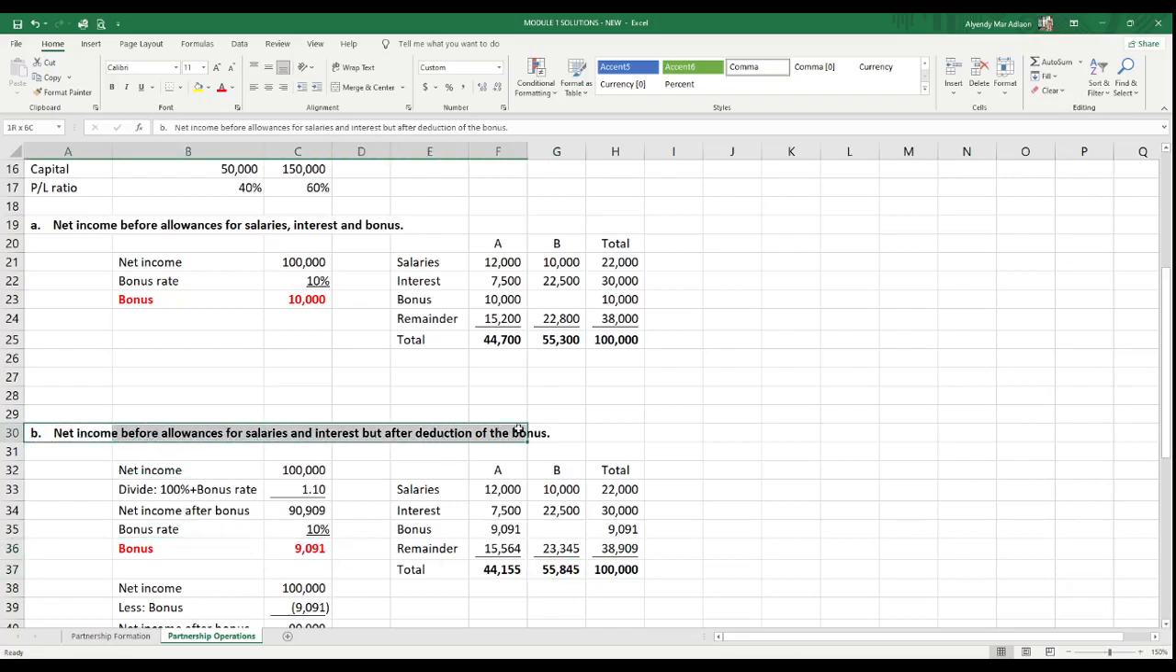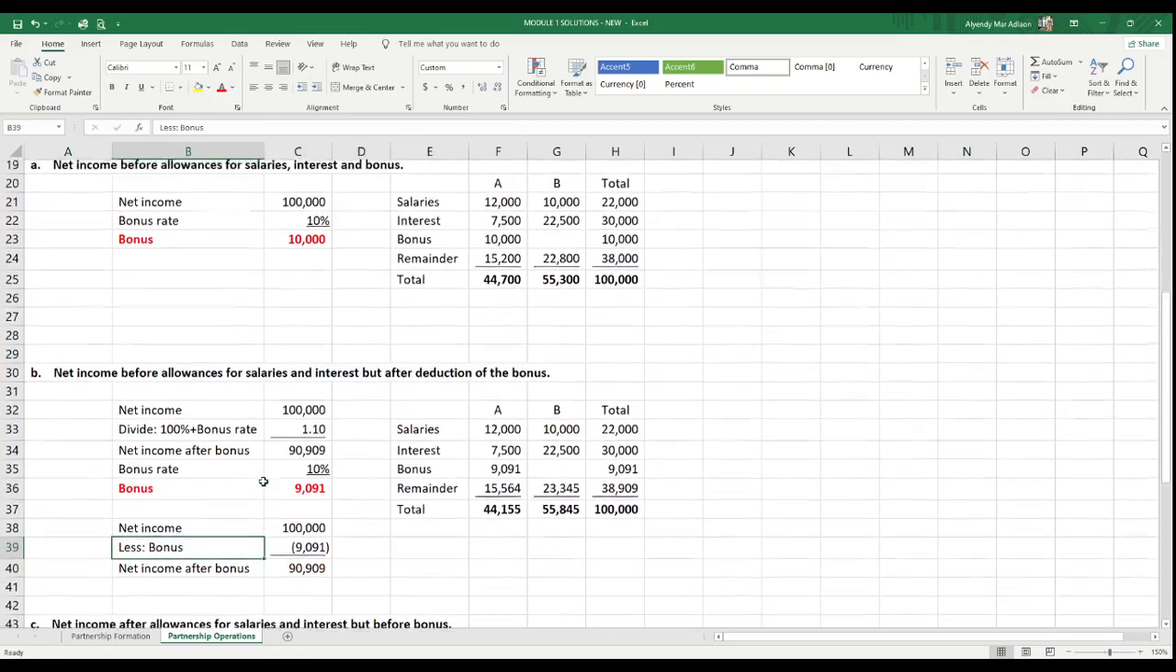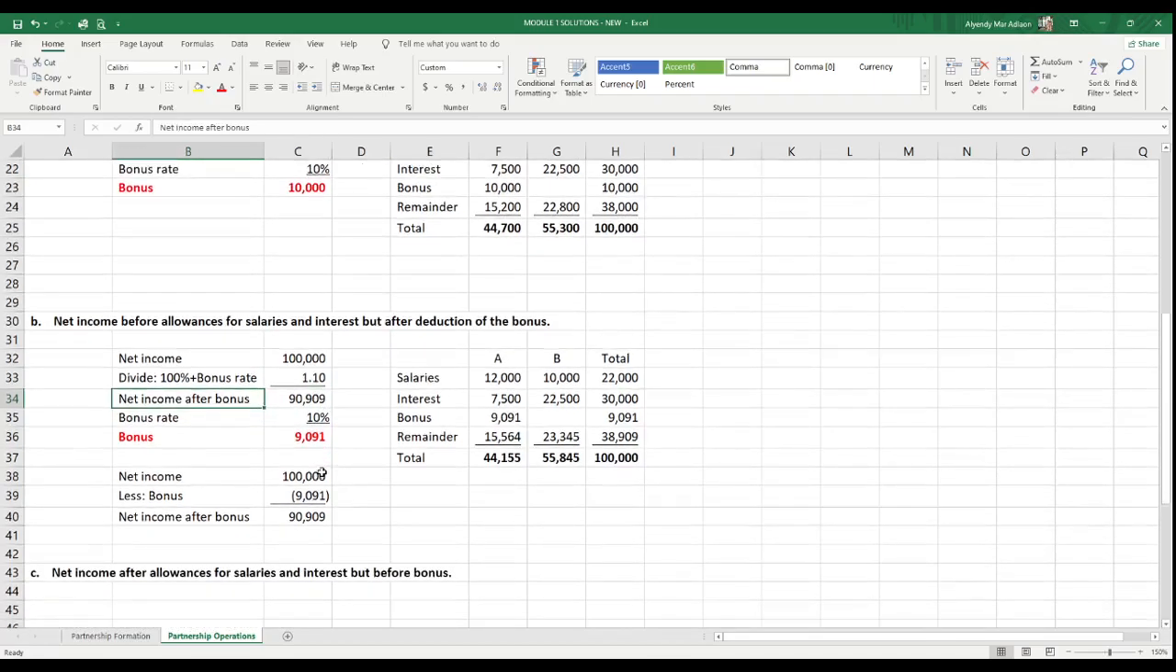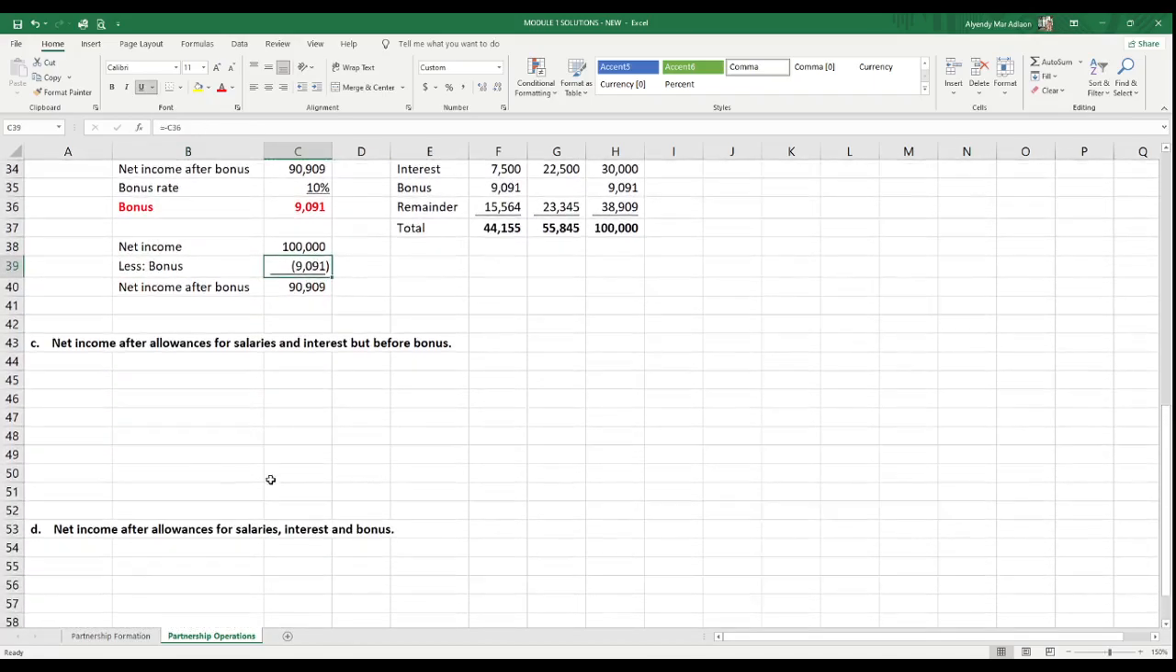This is after bonus. So where the difference between the two lies is that here you first get the net income after the bonus. Okay, so that's it for letter B. Now let's proceed to letter C.